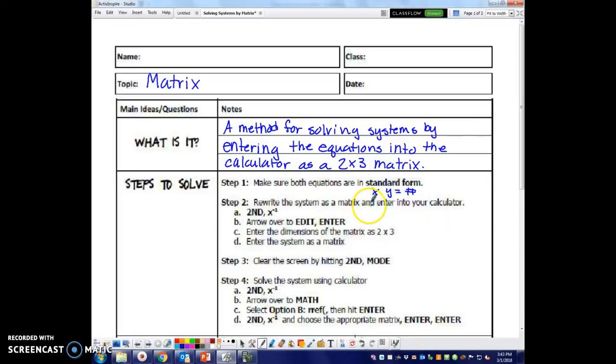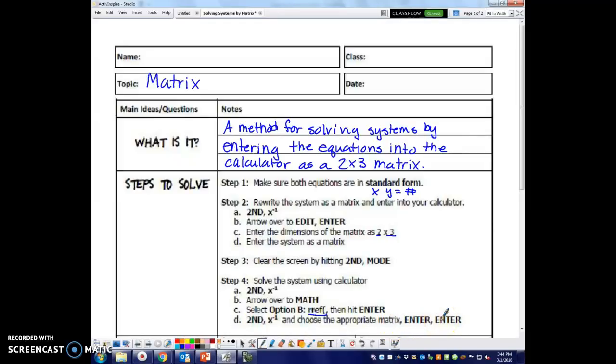Rewrite the system as a matrix and enter it into your calculator. Second, matrix, over to edit, enter the dimensions of the matrix as a 2x3. Enter the system as a matrix. Then you have to clear the screen by hitting second quit, or second mode. Solve the system by using the calculator. Hit second matrix, over to math. Select RREF, not REF. It has to have two R's. RREF. Then hit enter. Second matrix and choose the appropriate matrix. Enter, and it'll give you your answer.